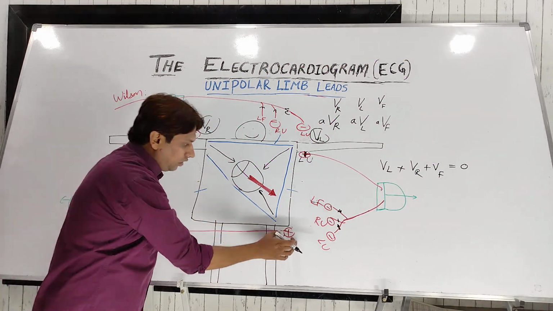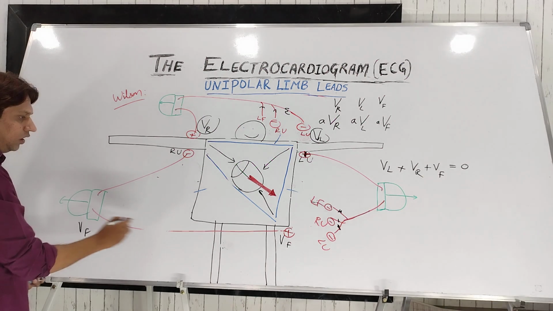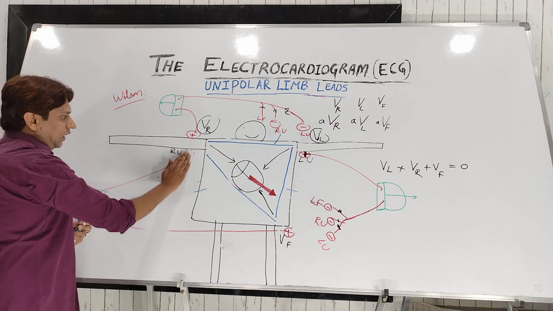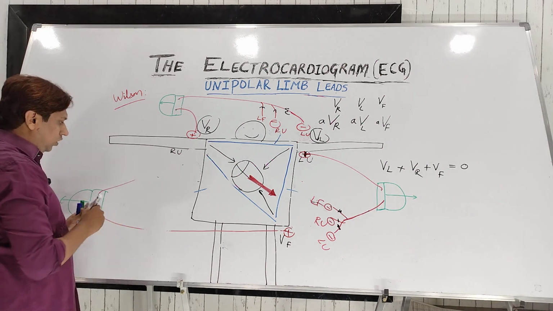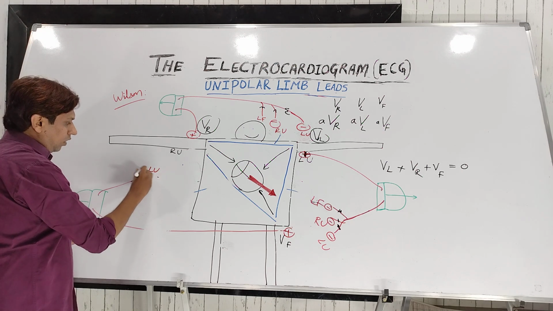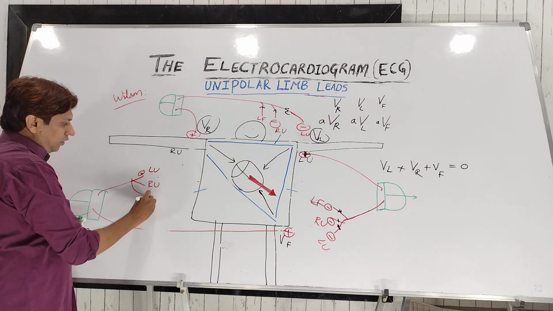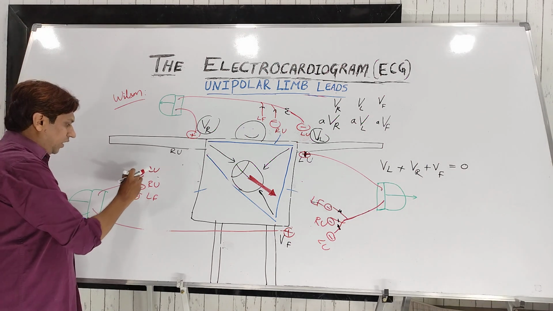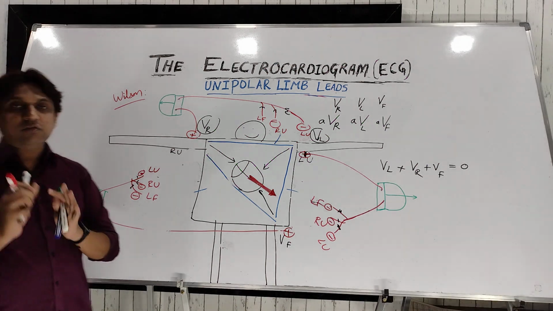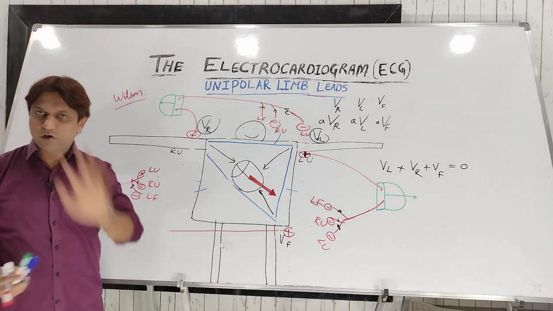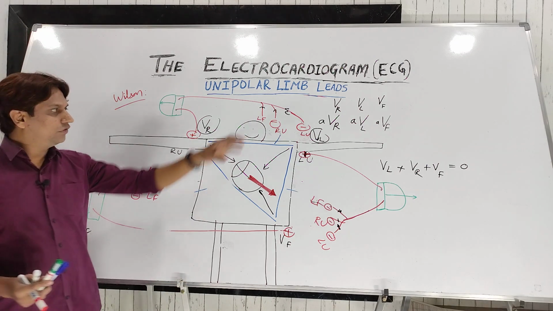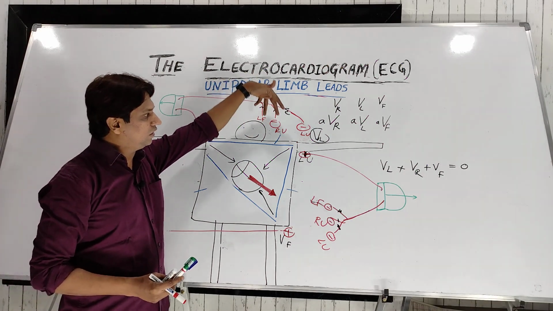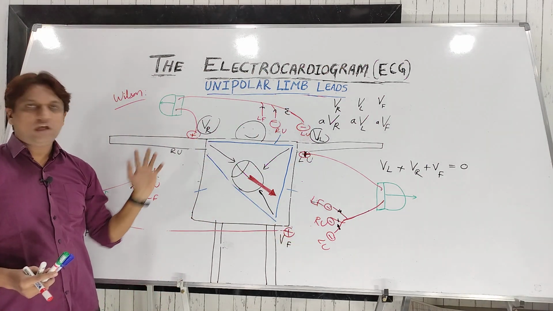Similarly, for VF, the positive electrode is kept here in the left foot, and the negative terminal is connected to the three limbs, that is the left upper limb, right upper limb and the left foot. If we connect it with the resistance, then it will become an indifferent electrode. So basically the unipolar limb lead system has one exploring electrode, that is a positive electrode, and an indifferent electrode, which is the null electrode, with the potential recorded by this being 0. And how is it achieved? By connecting the negative terminal to all the limbs.